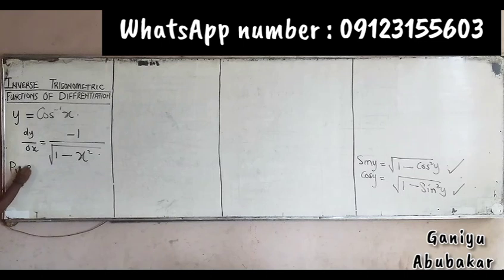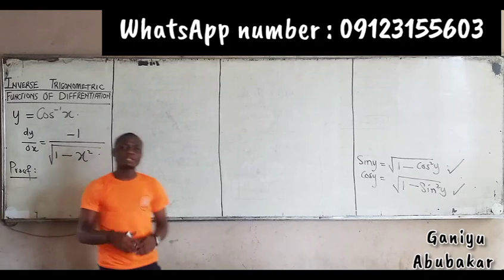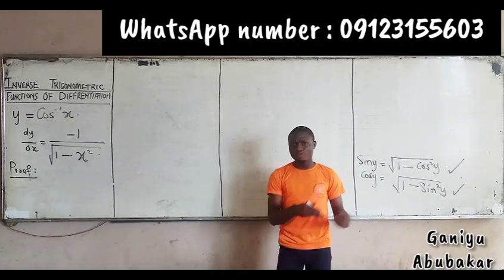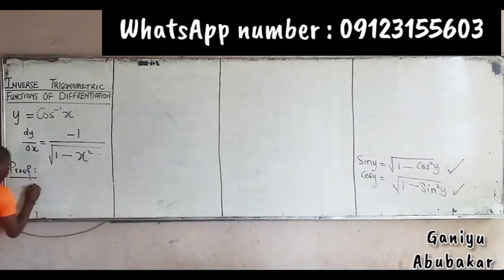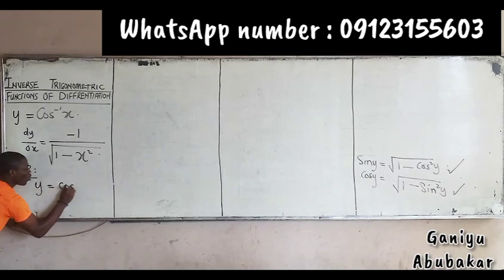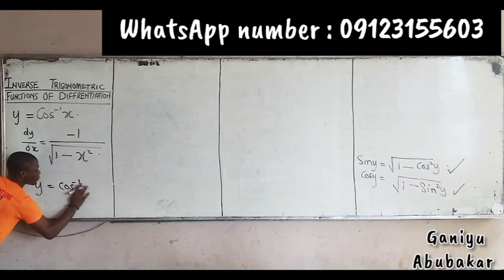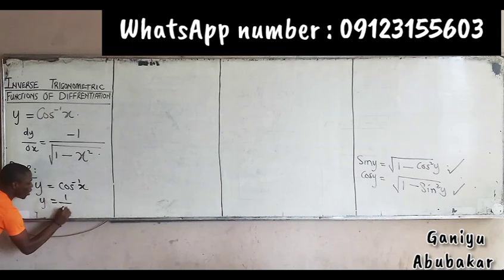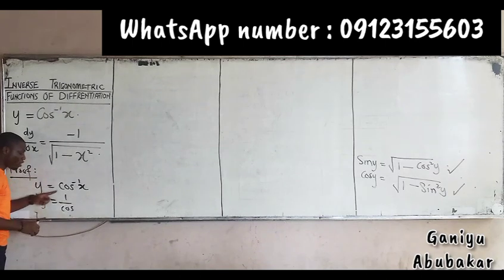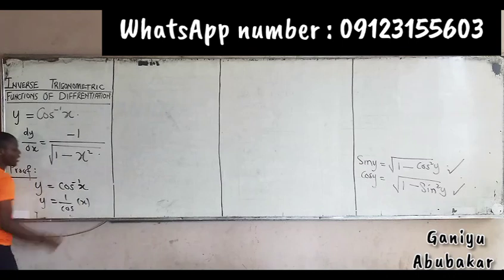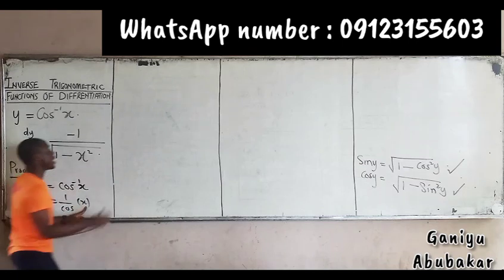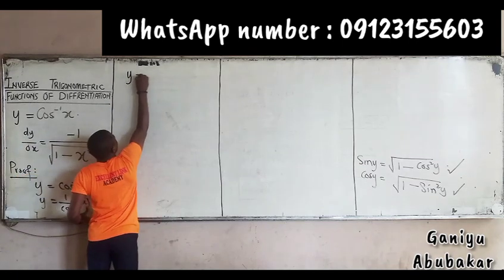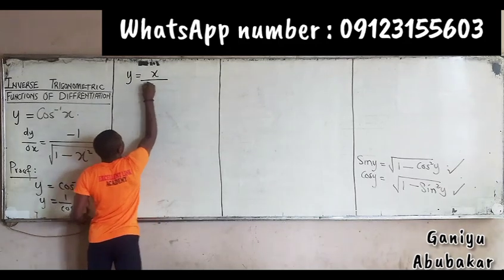Proof. This concept is quite similar to the first one we did. How do you prove this? We said y is equal to cos inverse of x. For cos inverse, I'll have that y is equal to 1 over cos. Into what then? Into this x. 1 times x becomes x. I'll have that y is equal to x over cos.